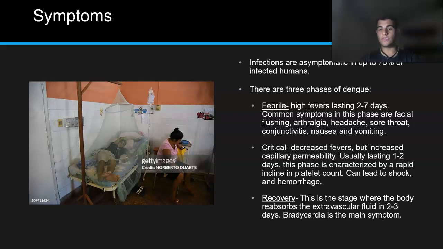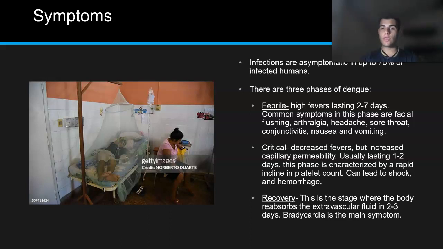Moving on, after those 2 to 7 days, you go into the critical phase. The critical phase is known for its chance of hemorrhage, having a hemorrhagic fever. Although the decreased fevers are a main aspect of this phase, being around 39 to 38 degrees Celsius, it's also known for its increased capillary permeability, usually lasting 1 to 2 days. There's a massive and rapid decline in the platelet count for the infected patient, which leads to shock and hemorrhage, like I said before.